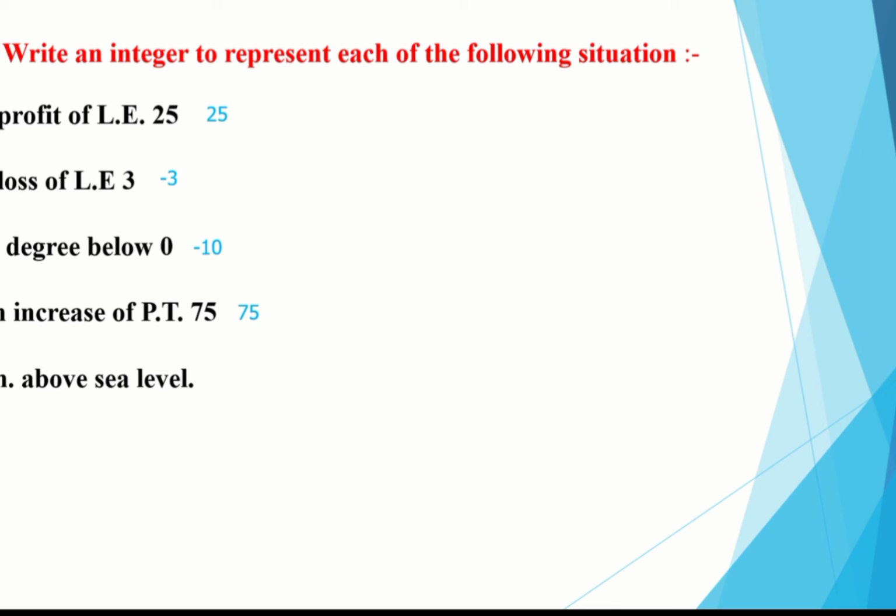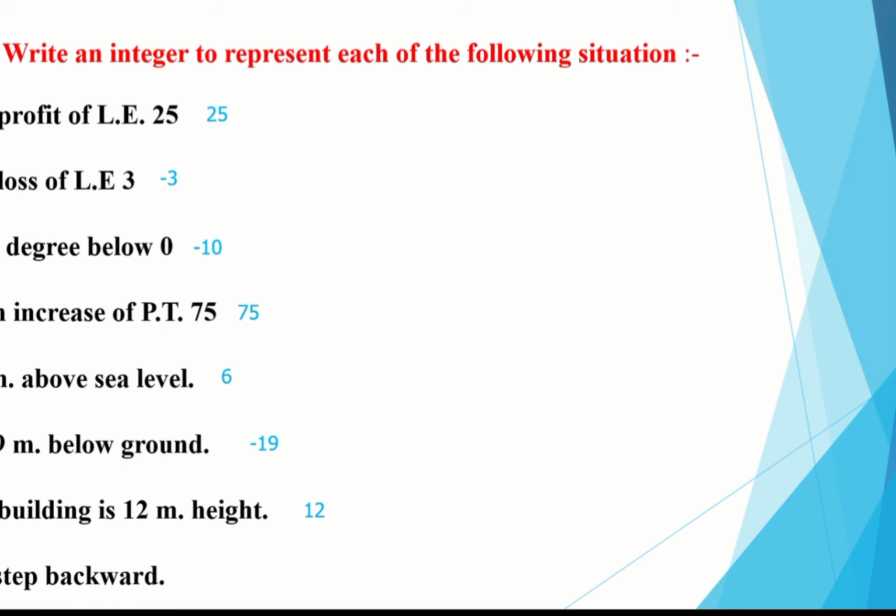6 meters above sea level, so I write 6. 10 meters below ground, below means smaller than 0, so I will write negative 10. A building is 12 meters high, so it will be 12. 4 steps backwards equal negative 4.